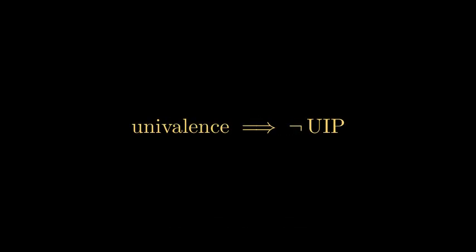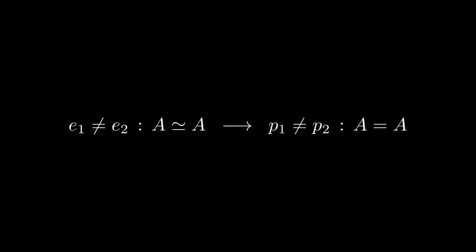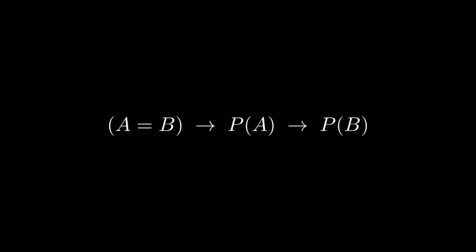Notice this also directly contradicts UIP at the level of the universe. A type with two different self-equivalences gives two different proofs that it equals itself. So under univalence, the universe type is provably not a set.